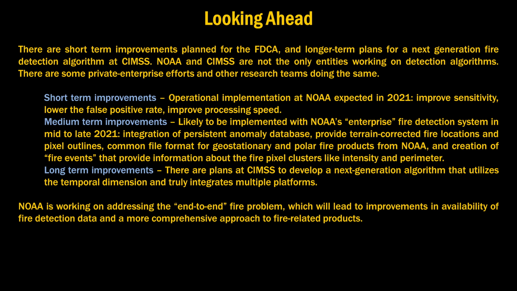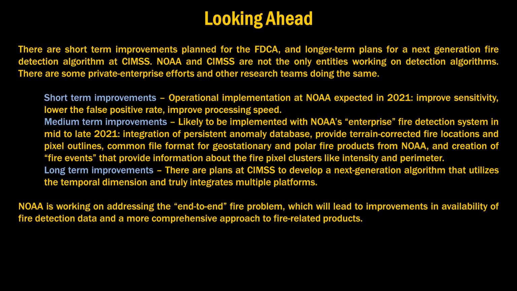Medium-term improvements. Likely to be implemented with NOAA's Enterprise Fire Detection System in mid to late 2021 or 2022. Integration of persistent anomaly database. Provide terrain-corrected fire locations and pixel outlines. Common file format for geostationary and polar fire products from NOAA. And creation of fire events that provide information about the fire pixel clusters like intensity and perimeter.